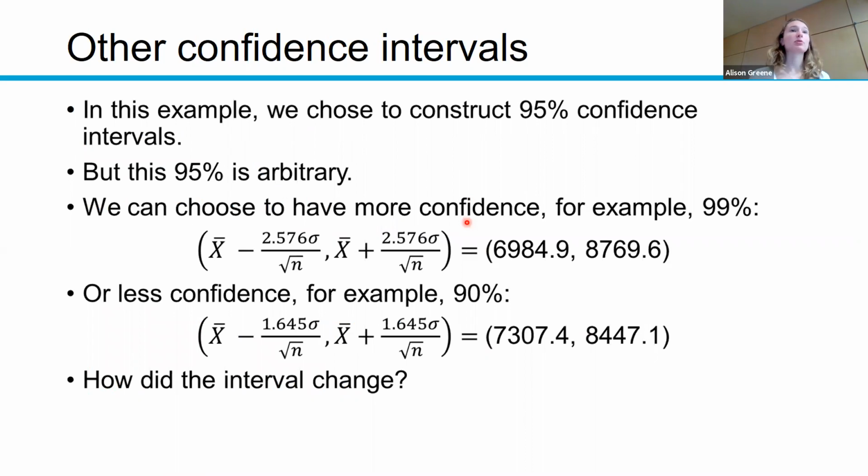So in this example, we constructed a 95% confidence interval. But this 95% is somewhat arbitrary. You can have, again, 99% confidence or 90% confidence. Does anyone notice how these intervals change? Even if you don't remember the 95%, if you compare the 99% to the 90% confidence interval, what's the difference?